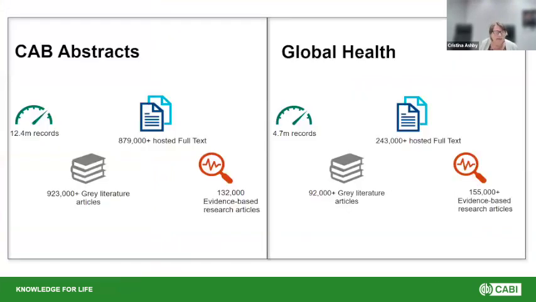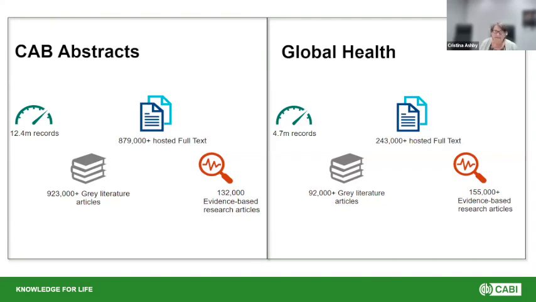Okay, so this is just an overview of CAB Abstracts and Global Health. CAB Abstracts is roughly over 12.4 million records. Of these, close to 900,000 are hosted full text. That's only available from us. There's close to 1 million grey literature articles, and over 132,000 are evidence-based research articles.